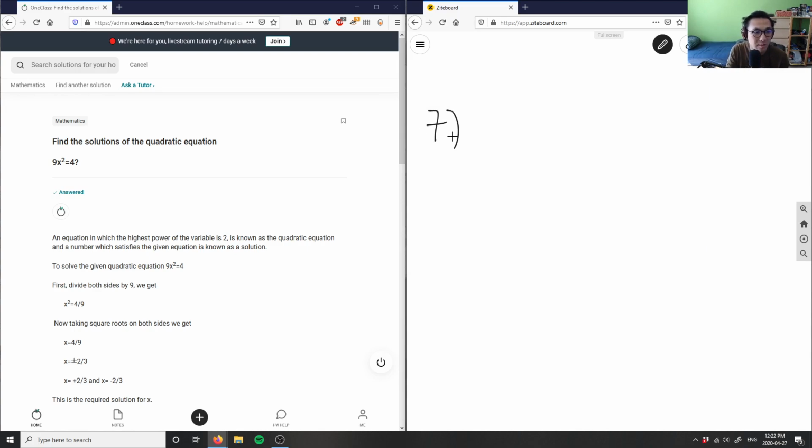So it says here, find the solutions of the quadratic equation 9x squared equals 4. It's telling us to find the solutions here, right? So in order for us to do that, what we have to do with every quadratic equation is put everything to one side. We want one side to equal 0. So I'm going to have 9x squared, and I'm going to move 4 to the left side. I'm going to subtract 4 from both sides. So I get 9x squared minus 4 equals 0.